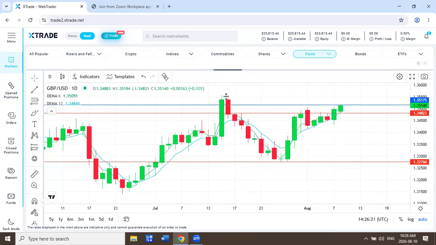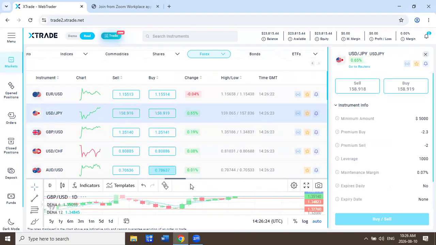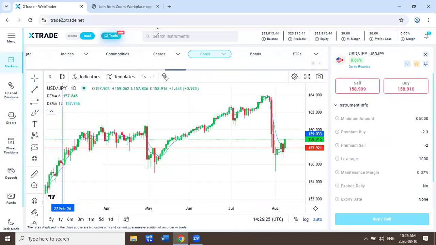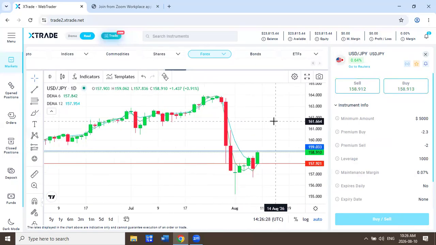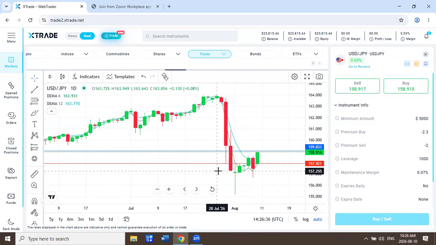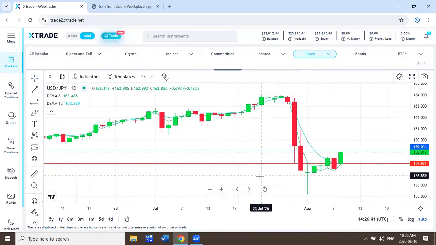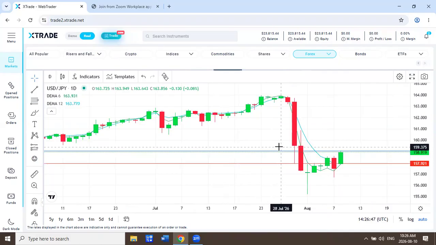Let's have a look at the US against the yen. And here you see the exact opposite. On the pound US, you saw strong pound, weak US dollar. Here, strong US dollar against the yen. No fight back from the yen as yet. I've got support at 157.92 and I've got resistance at 159.03, roughly a 100 pip range between 158 and 159.